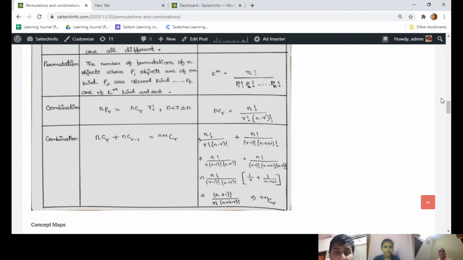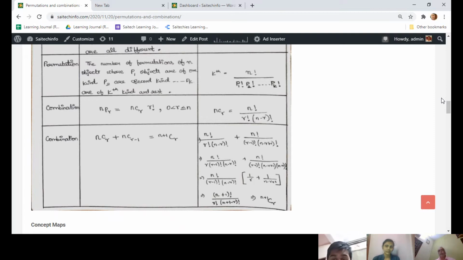Now in combination we have the theorem that nPr equals nCr into r factorial, where 0 ≤ r ≤ n. Here the formula for combination is nCr equals n factorial by r factorial into n minus r factorial. And the last theorem we have is nCr plus nCr minus 1 equals n plus 1 Cr. The proof is given like n factorial by r factorial into n minus r factorial, plus n factorial by r minus 1 factorial into n minus r plus 1 factorial.